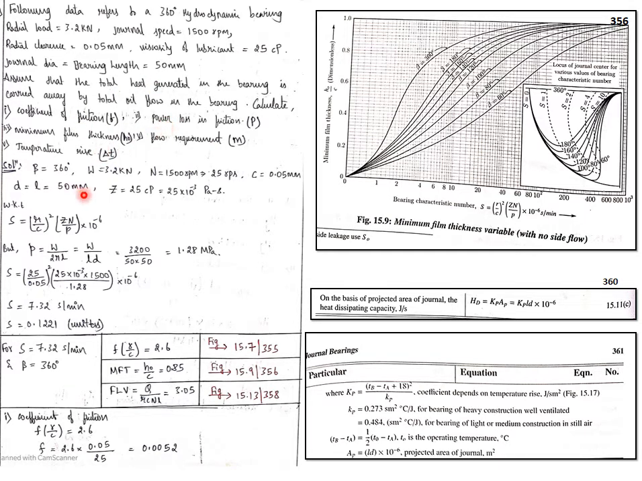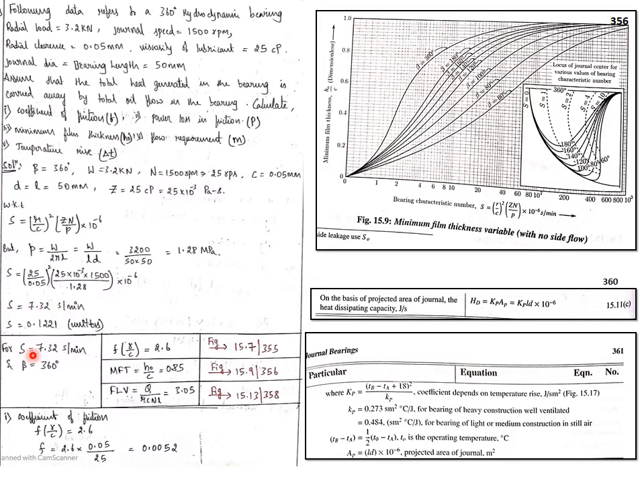Now, what are the things he has given? Beta, W, N, C, D. Now Z is very important. He has given the viscosity 25 cP, that is centipoise, that is 10 to the minus 3 Pascal seconds. Now with respect to S, we know the Sommerfeld number is this. To find the value of the Sommerfeld number, before that we need to find the pressure, that is W by 2RL. Substitute back here.